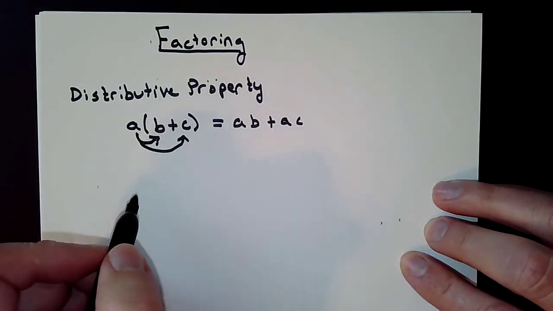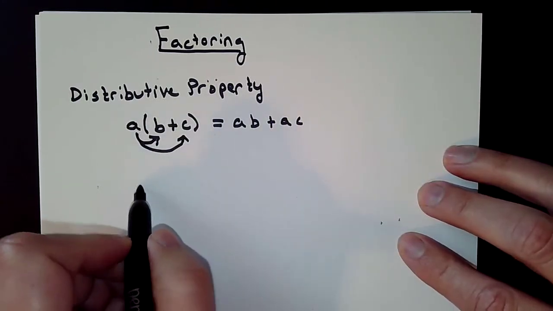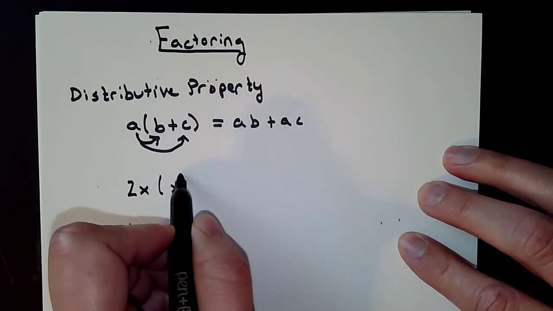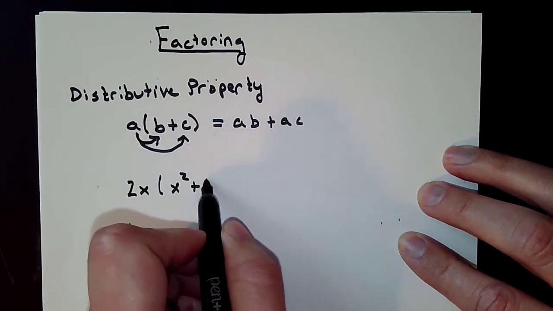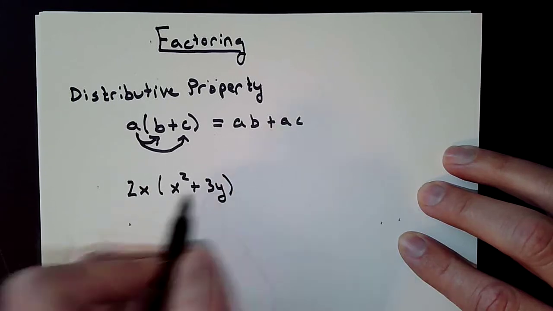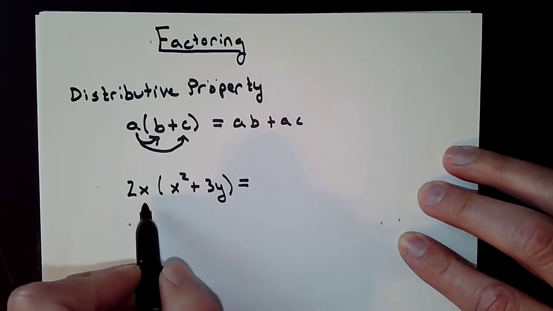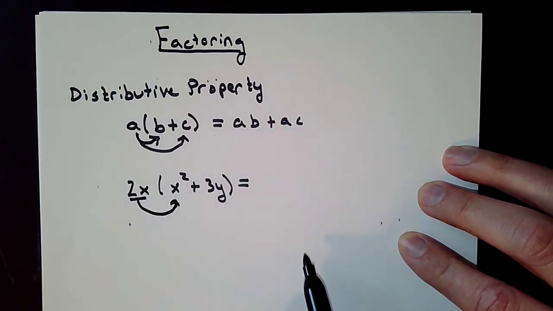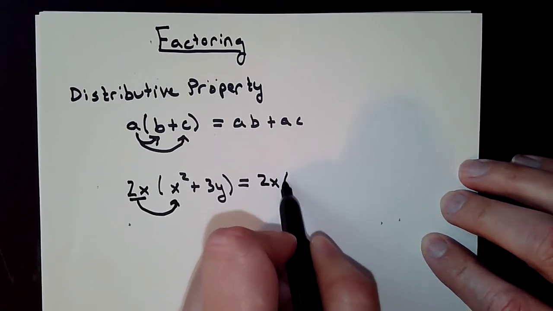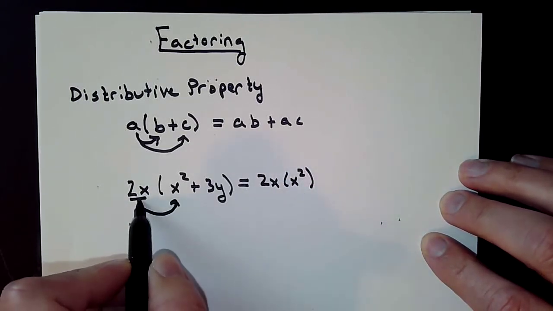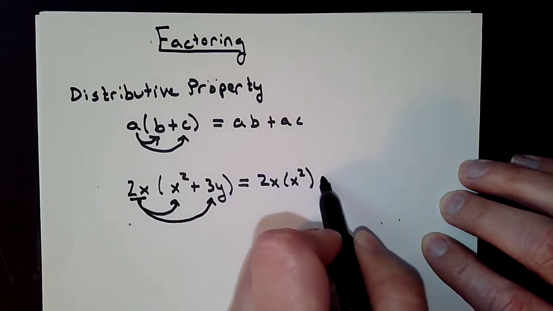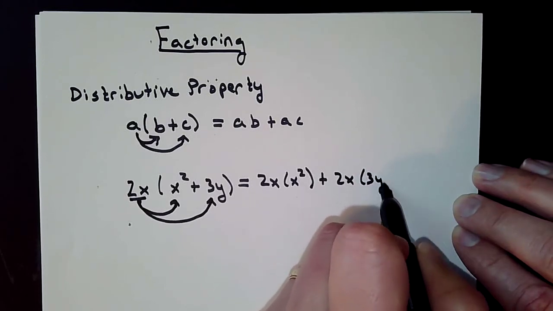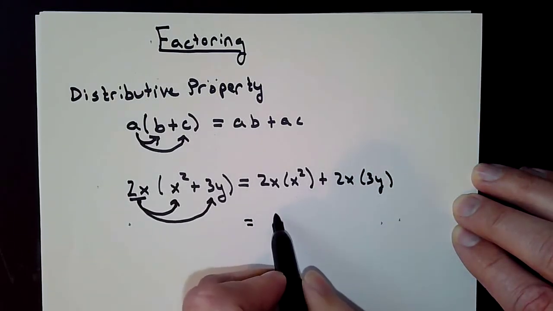For an algebraic example, we could have 2x times x squared plus 3y. And when we multiply through, we take the 2x and multiply it by x squared, and we take the 2x and multiply it by the 3y, and then we can simplify this a little bit.